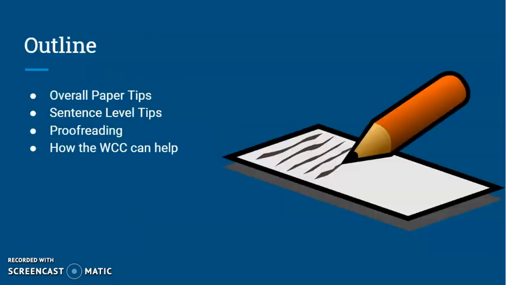So let's get started. First and foremost, a brief outline of what we're going to cover in this workshop. We're going to start by talking about overall paper tips. So these are tips that you can use to look at your paper as a whole. Then we're going to talk about sentence level tips, or tips that can help you with revising your work on a sentence by sentence basis. Finally, we're going to talk about proofreading overall and some of the suggestions we have for how to proofread, as well as some of the resources that the WCC offers for helping with these areas.